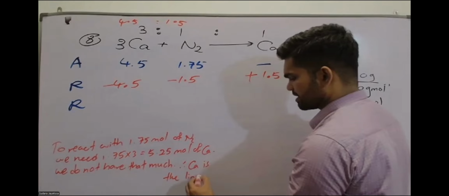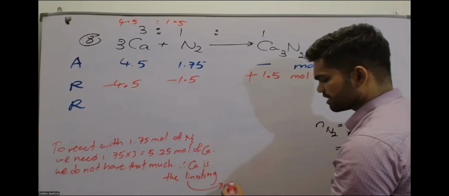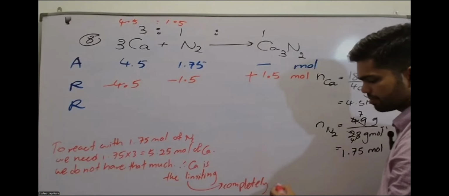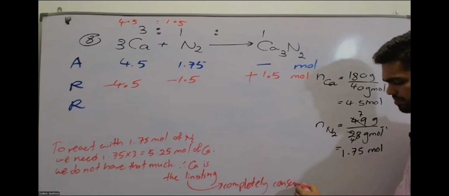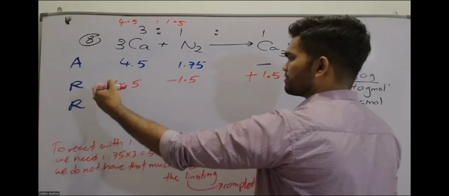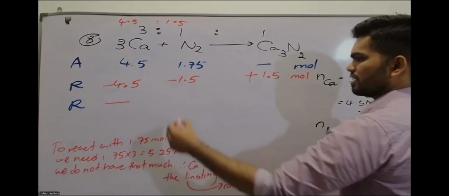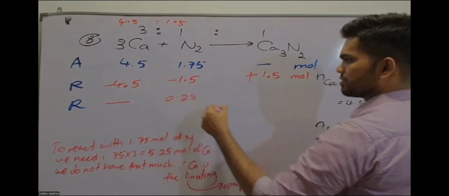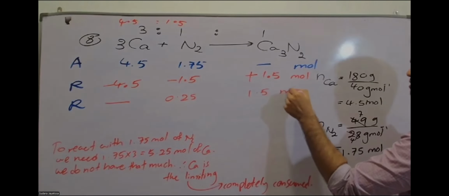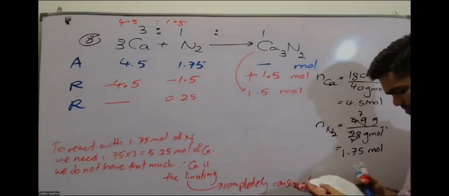It finishes quickly, finishes fully, completely consumed. Therefore, we can say the whole 4.5 will be gone. So nothing will remain here. Here 0.25 moles will be there. Here 1.5 will be formed. So this is the calcium nitride number of moles.